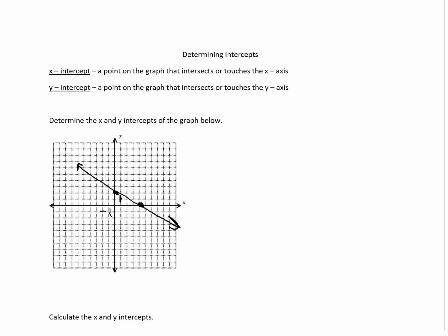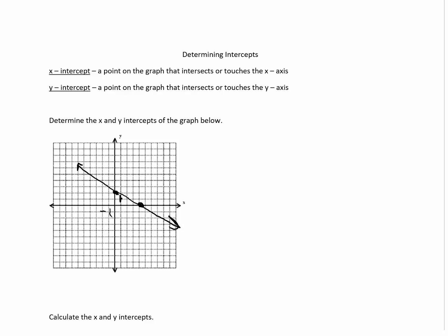In this video, we're going to be determining intercepts. An x-intercept is a point on the graph that intersects or touches the x-axis. The y-intercept is a point on the graph that intersects or touches the y-axis. So I want to be able to determine the x and y-intercepts of the graph below.